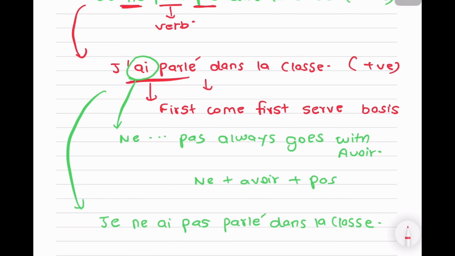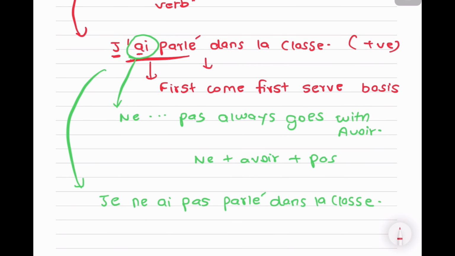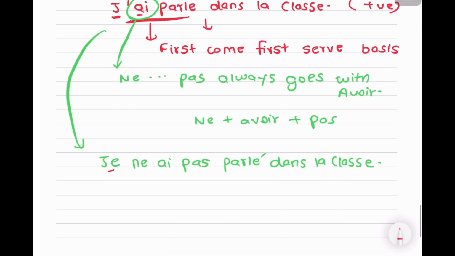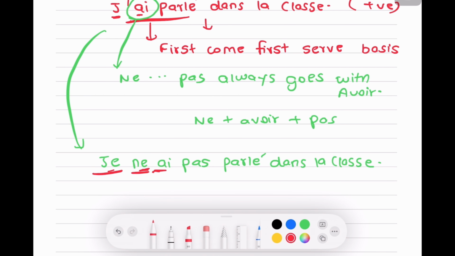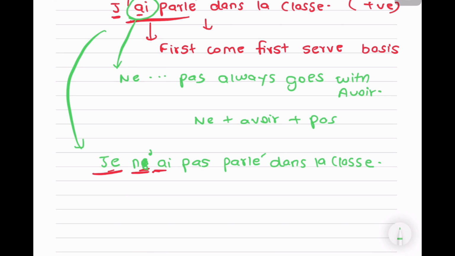Now the thing is that this J was with an apostrophe because A is a vowel, right? That means I had to cut off the E and put an apostrophe here. But because I'm putting ne here, the J can go back to as it is, right? But now E and AI are the problem. E is there and A is the problem. I can't put 2 vowels together. That means I have to remove the E. So it becomes je n'ai pas parlé dans la classe. That means J gets its E back, right? And ne loses its E. So whoever is with ai, that is, avoir, it goes with the n. Okay, that means the e gets removed.